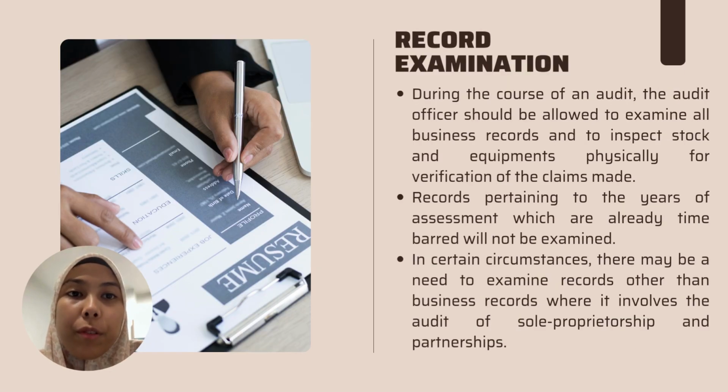The fourth audit process is record examination. During the audit, officers review business records, inspect stocks, and verify claims. Time-barred records are excluded, though additional documents may be requested for sole proprietorship or partnership.